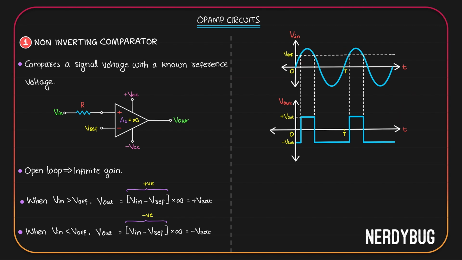Let us take another graph. Take differential input voltage on the x-axis, output voltage on the y-axis, and plot the transfer characteristics. We saw over here that whenever the differential input voltage is positive, output is plus Vsat. Whenever it is negative, output is negative Vsat. So the transfer characteristics will look like this.